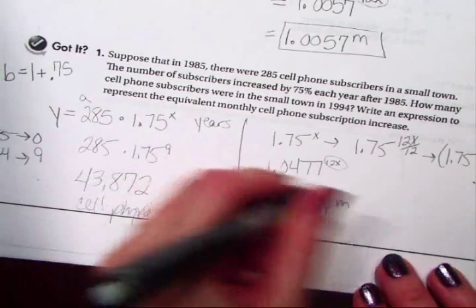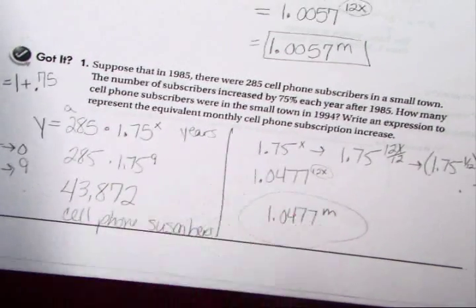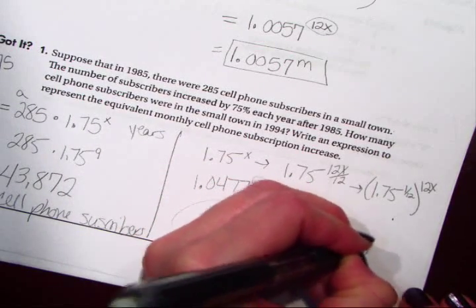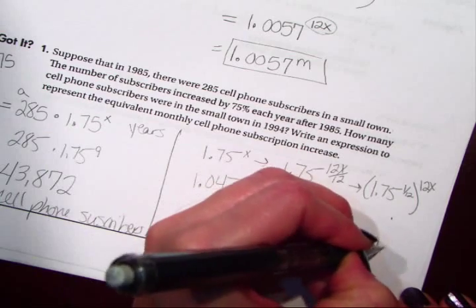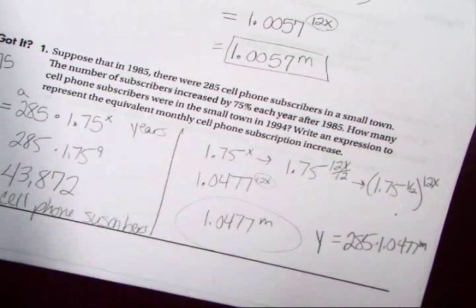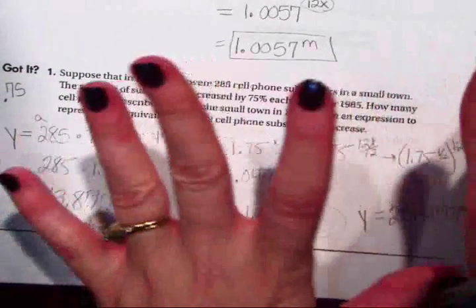But altogether, that would be the new B value. And I guess the entire equation would be 285 times 1.0477, but this time to the m power. Okay? So year equation, month equation. Flip.